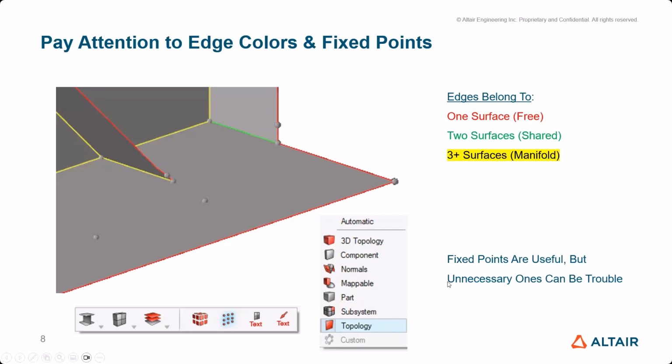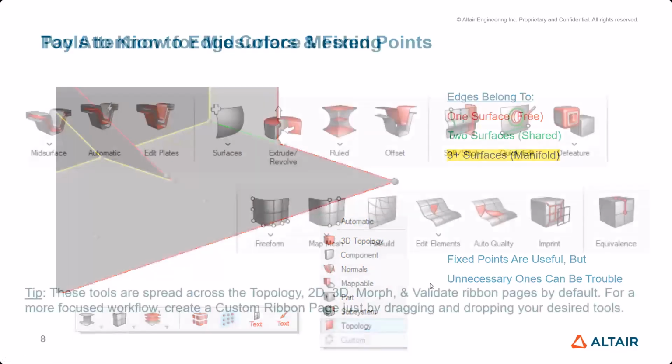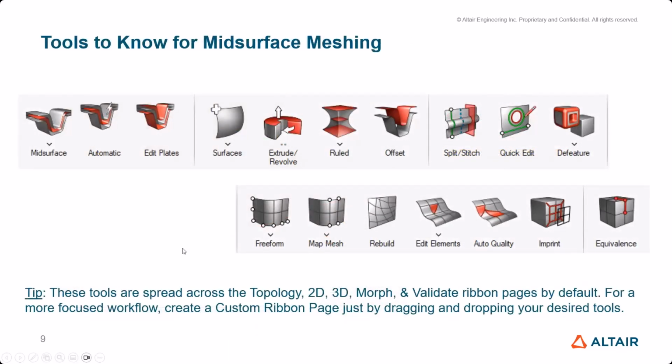So just be mindful of those things and take advantage of those view options. And then the last thing I wanted to mention before we jump into the demo is just my tools of choice when I am approaching a mid-surface based meshing task. I have a custom ribbon setup, as you'll see, that has all these tools conveniently located rather than being spread all over the place, so I don't have to jump back and forth as much.